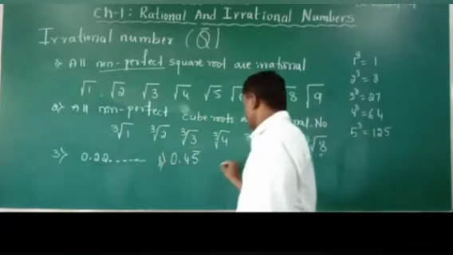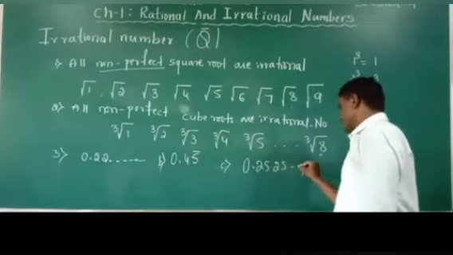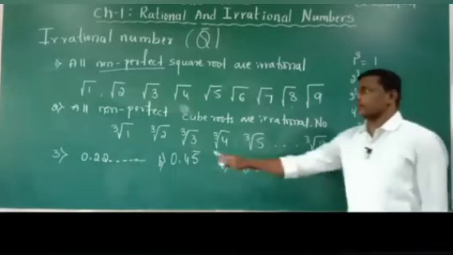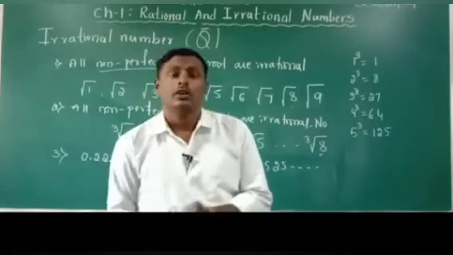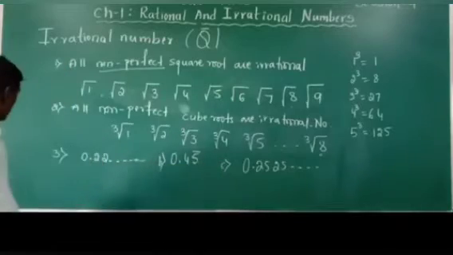Okay. Next, the sixth one, 0.2525. Here 2525 repeats in the next sequential order. So these types of non-terminating and non-recurring numbers are called irrational numbers. These are also examples of irrational numbers.